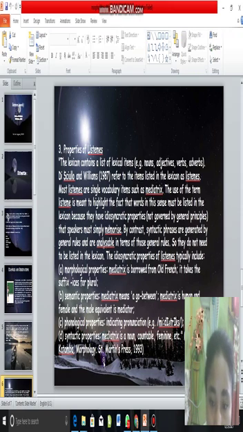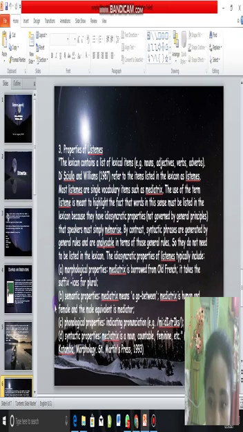The idiosyncratic properties of listemes typically include morphological properties, like mediatrix is borrowed from Old French. It takes the suffix and plural. Semantic properties. Mediatrix means a go-between.